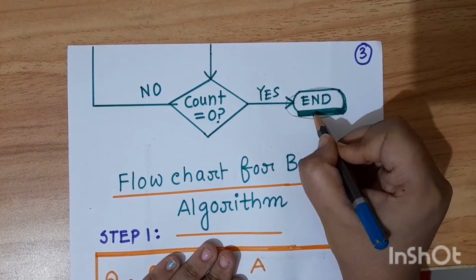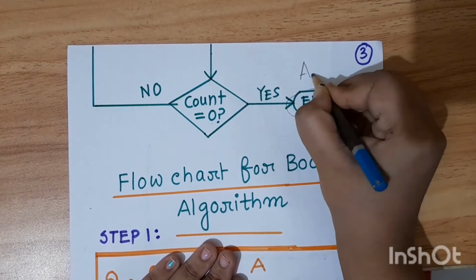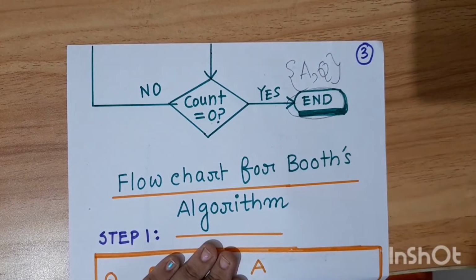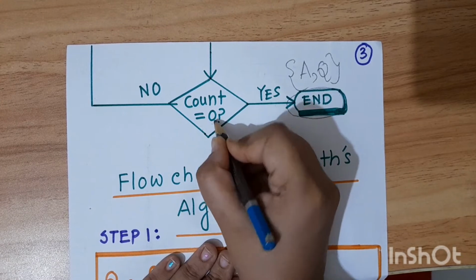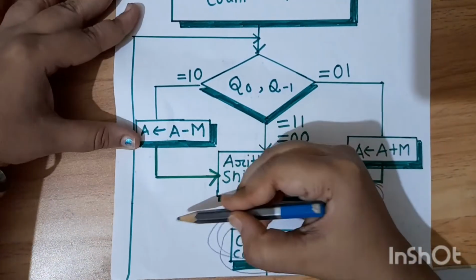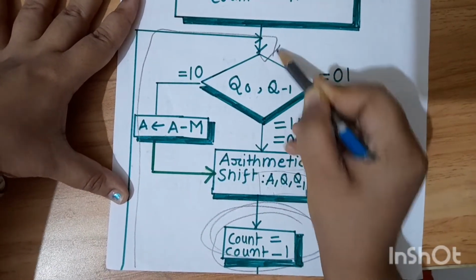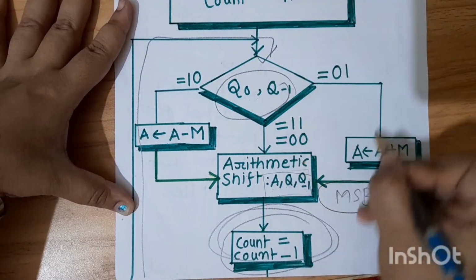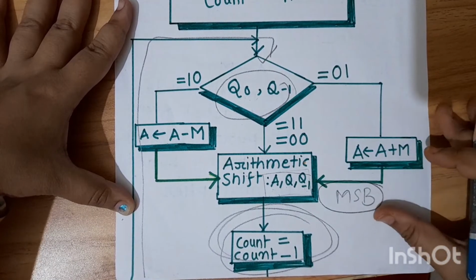We will come out of the loop and the multiplication would be done, and A and Q together will hold the multiplication result. If the count is not 0, then we will again go to the loop. You remember which loop? This loop. It will come from here, it will again check the Q0, Q minus 1 value, then after this ASR, then we will do the count value decrementation.